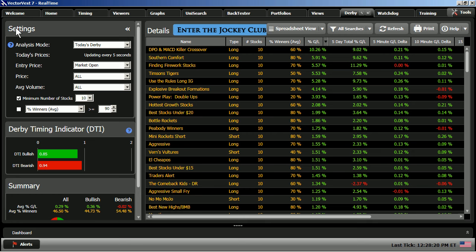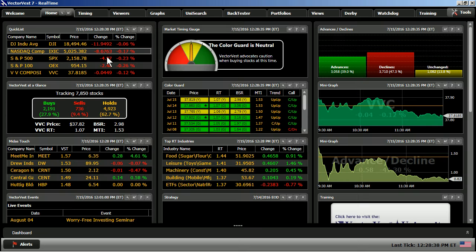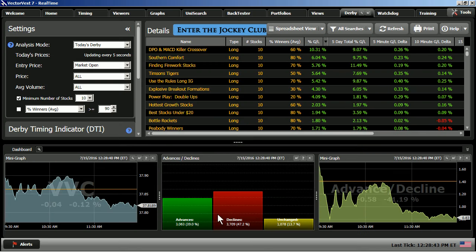Just to recap, the Derby timing indicator is scaled on a 0 to 2 basis. Above 1 is good, below 1 is bad. It looks at all of the combinations of price and volume filters. It looks at the Dow, the NASDAQ, the S&P, the VectorVest composite, and also the advance-decline ratio, how many stocks are going up compared to how many are going down, and really the movement of that indicator throughout the day.